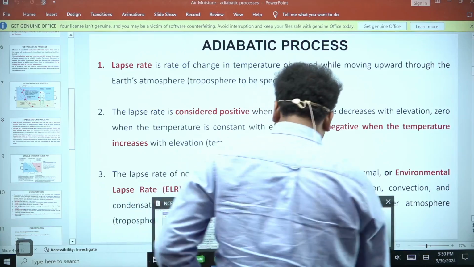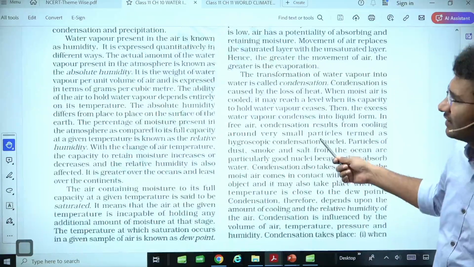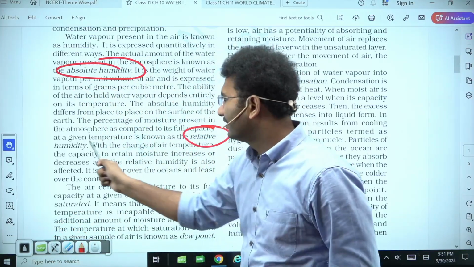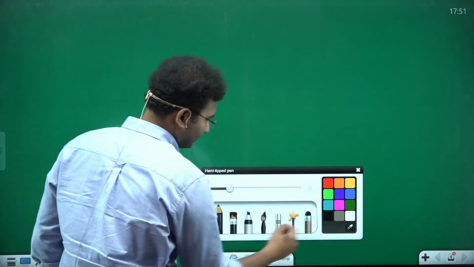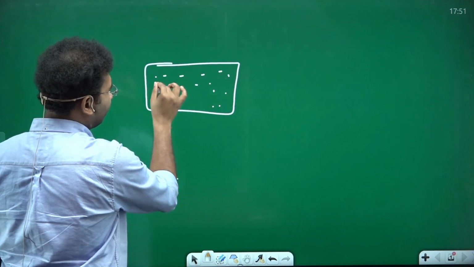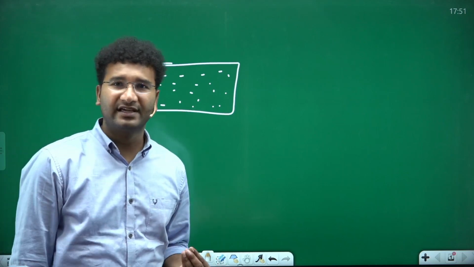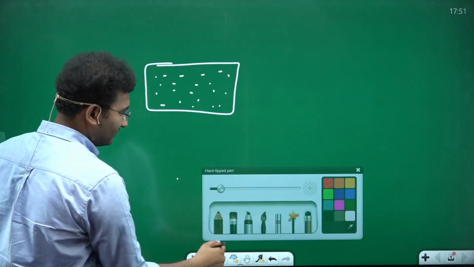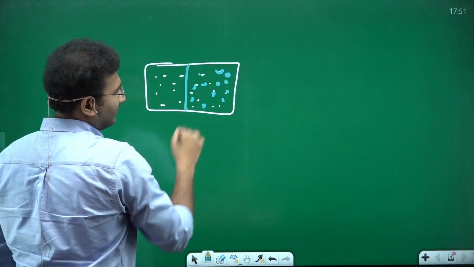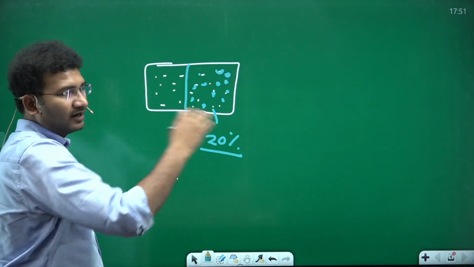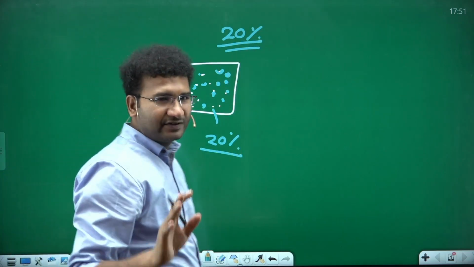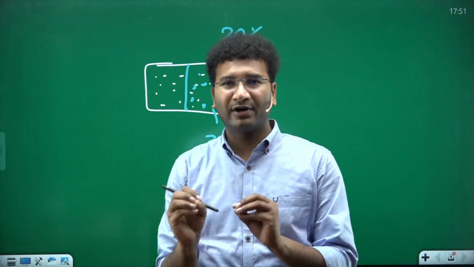Now come to understand some of the keywords. Keywords are humidity, absolute humidity, and relative humidity. First, look here, humidity means, imagine this is a packet of air. In this packet of air, you will have air molecules, and these air molecules also have moisture. Let's say 20% of moisture is there in this entire atmosphere. Now what is humidity? Humidity is 20%. Generally, humidity is the amount of moisture present in the atmosphere.